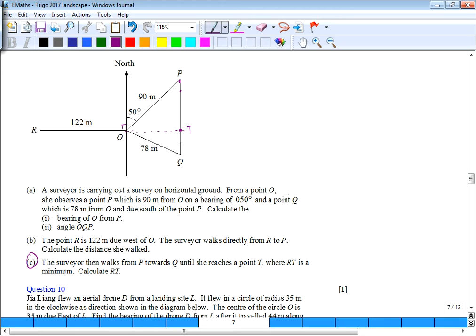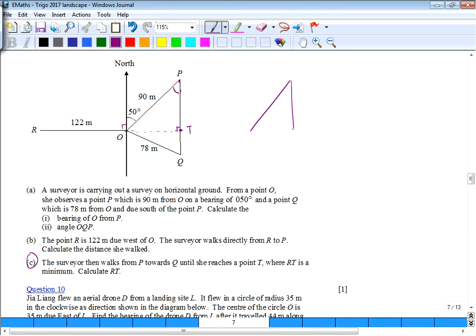What happens when she goes past point T? Then the distance will start to increase again. So point T is the point where the distance RT is a minimum. So with that, we can calculate: we draw it out, we single out the appropriate triangle, and we calculate what is the distance for RT.